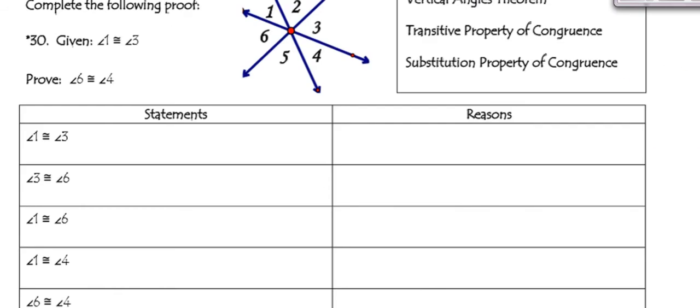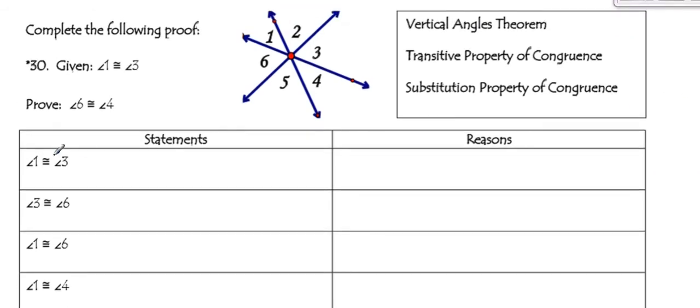Number 30 is an angle proof. We're given that angle 1 is congruent to angle 3. And here we see angle 1 is congruent to angle 3. So that's my given. And here's a word bank. If you notice, there's only going to be 3 different reasons, except for the given, but I don't put that in the word bank because you know that one.